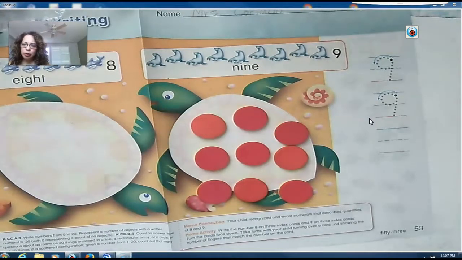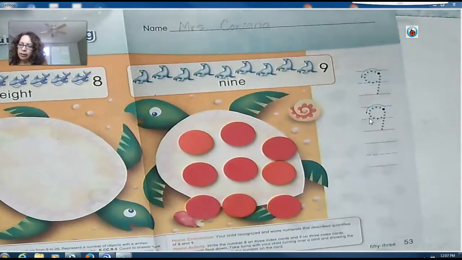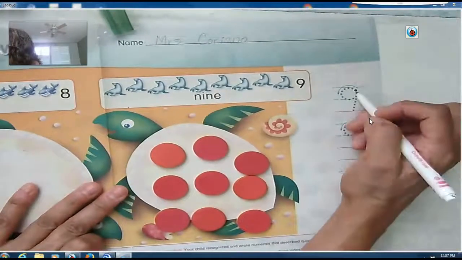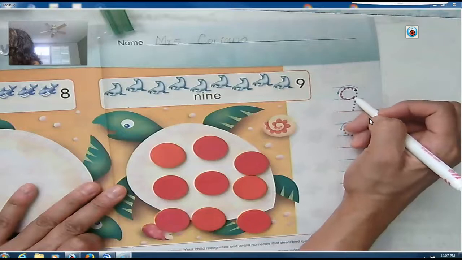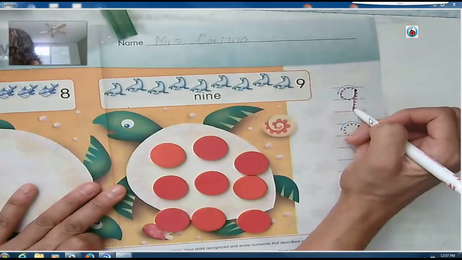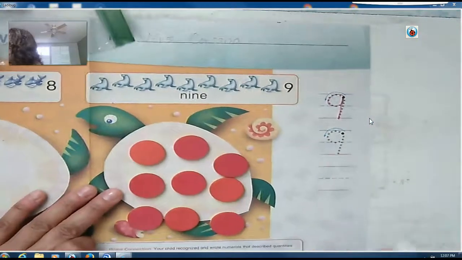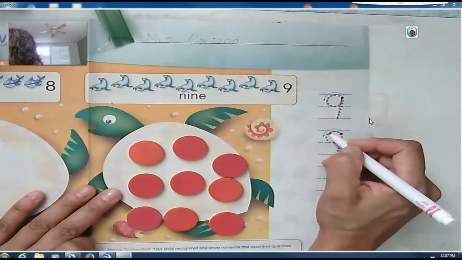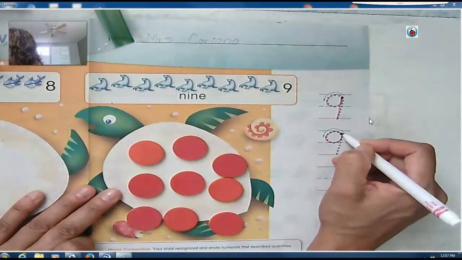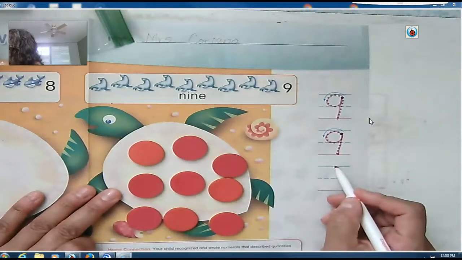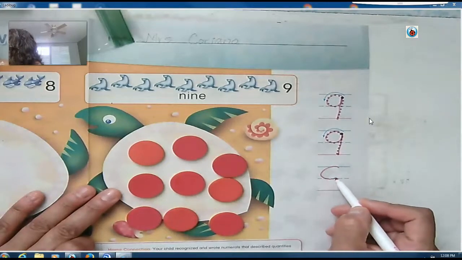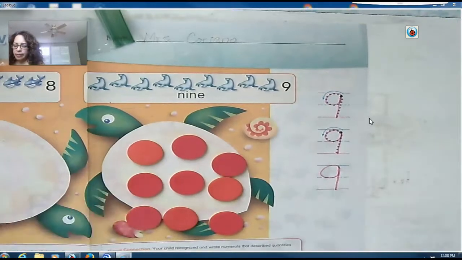And now we're going to trace with our pencil. So we're going to start up here. We're going to go a circle and a straight line down. A circle, straight line down. And then lastly, we're going to do it on our own. Circle, line down. And that is what 9 looks like.